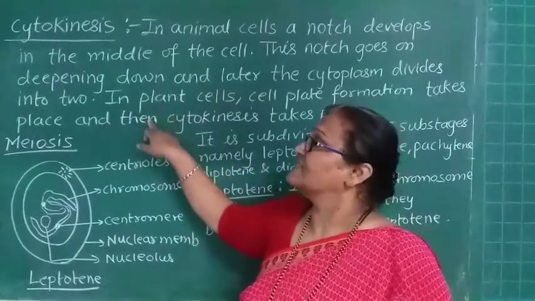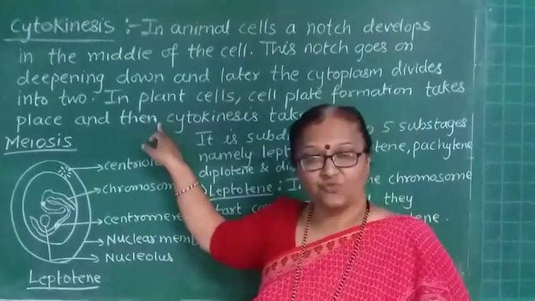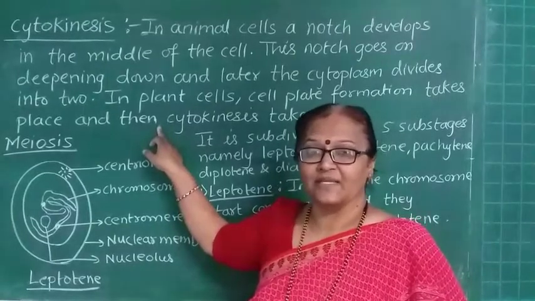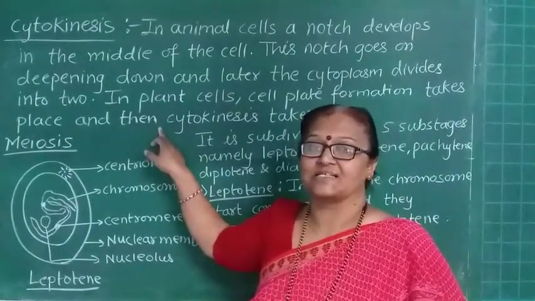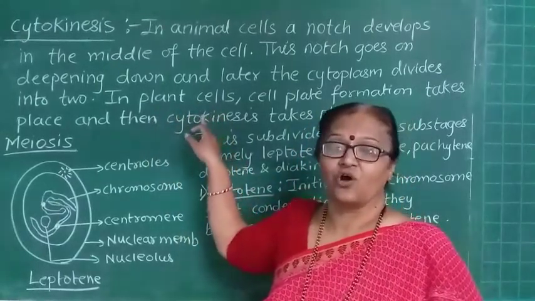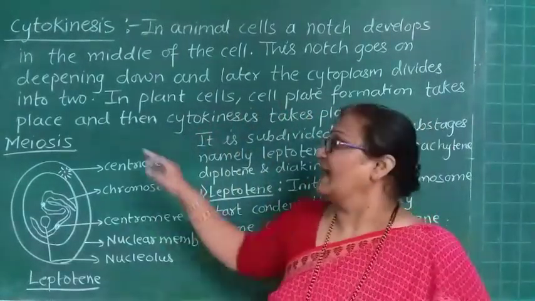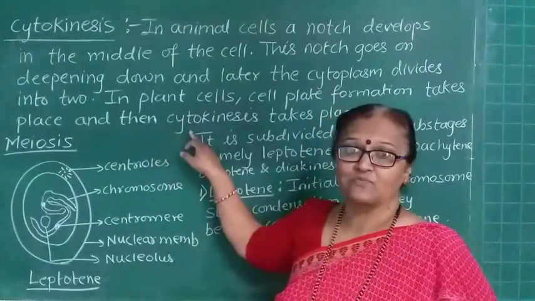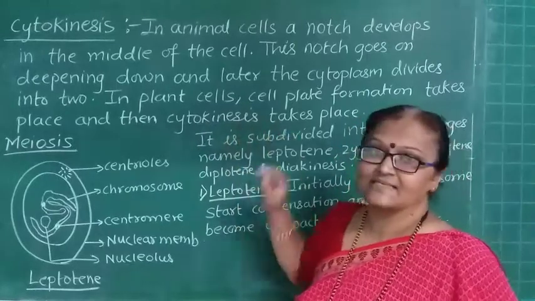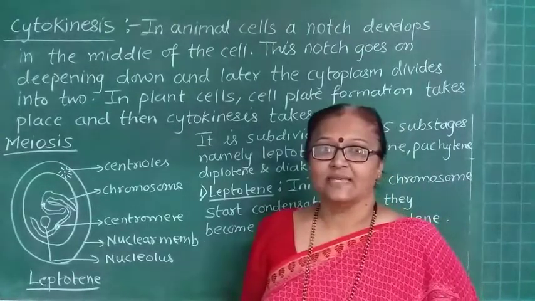Once again I will explain. In an animal cell, a notch is formed in the cell, and this notch goes on deepening, and as it deepens, the cytoplasm goes on separating. But in a plant cell, there is no formation of a notch. Here the cell plate is formed, and as the cell plate is formed, the cytoplasm goes on dividing, and cytokinesis takes place in a plant. This is the end of mitosis.